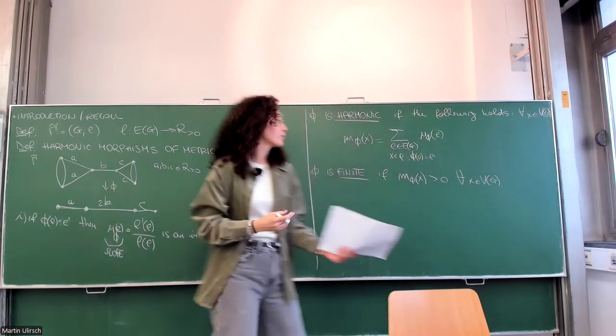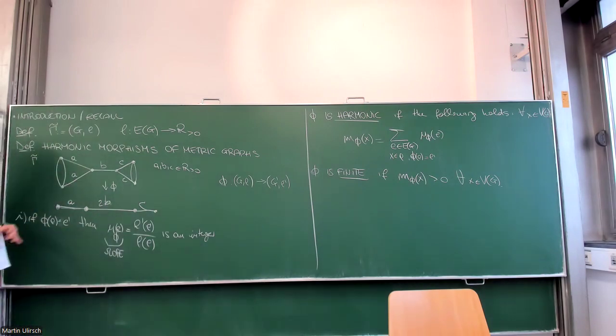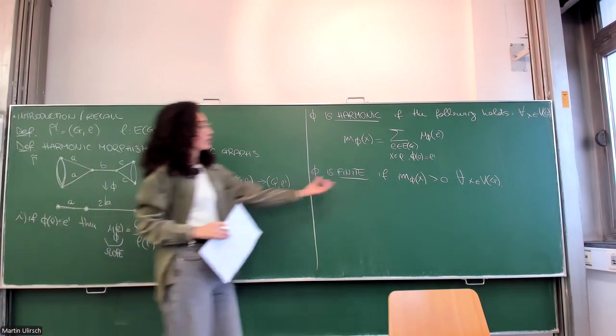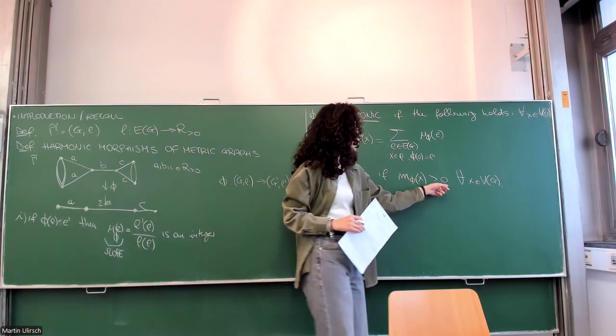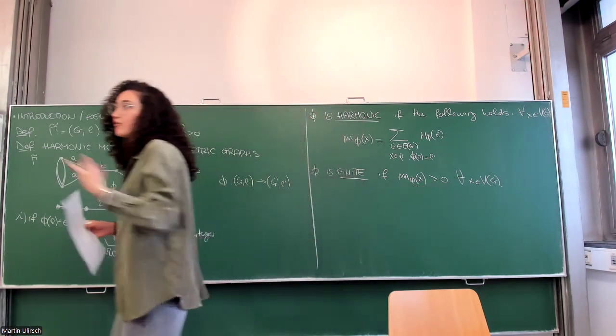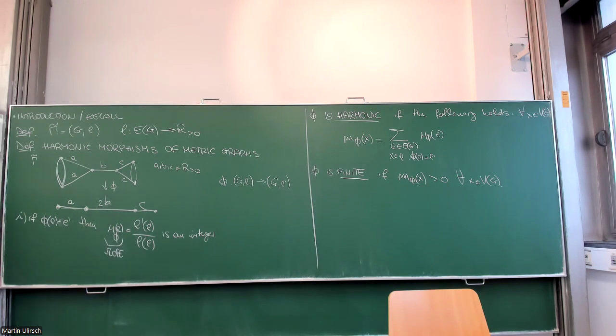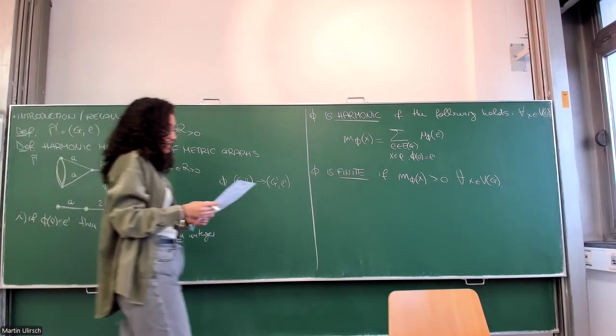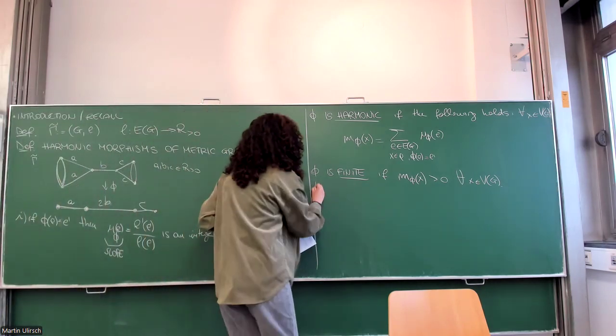What does finite mean? There are no edges that are contracted to a point. Because if we assume it is greater than 0, we don't have infinitely many points in the same fiber. And that's also the problem here. I will tell you at the end of the talk why we found a counterexample where phi is not finite.